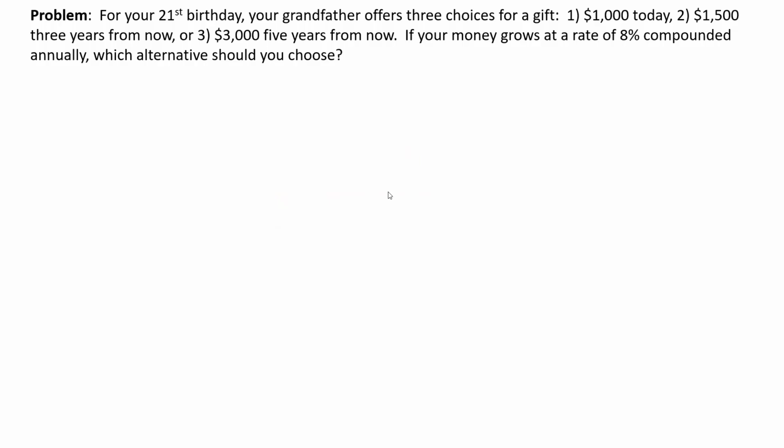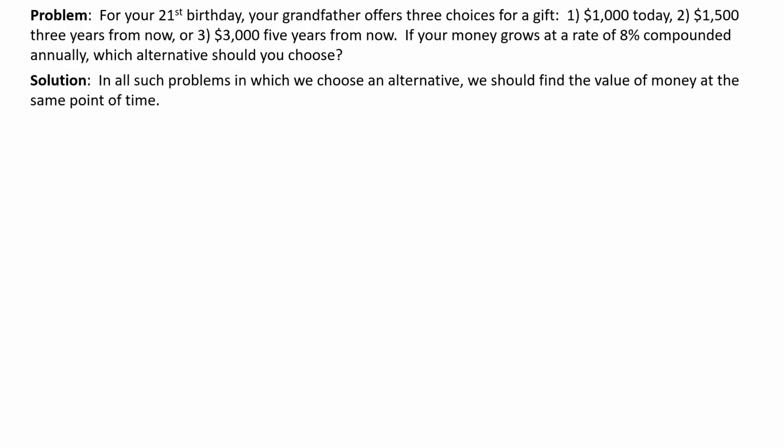For your 21st birthday, your grandfather offers three choices for a gift: $1,000 today, $1,500 3 years from now, or $3,000 5 years from now. If your money grows at a rate of 8% compounded annually, which alternative should you choose? Pause the video if you need to, go over the three conditions and try to answer it.